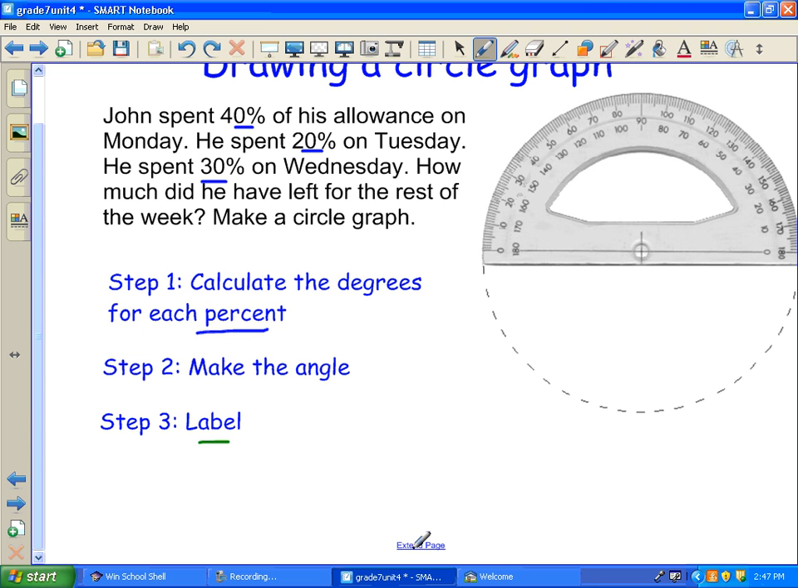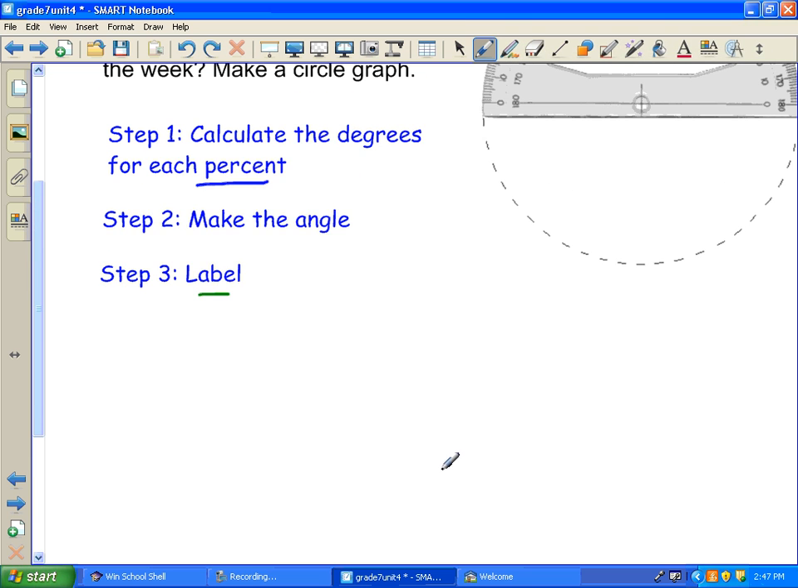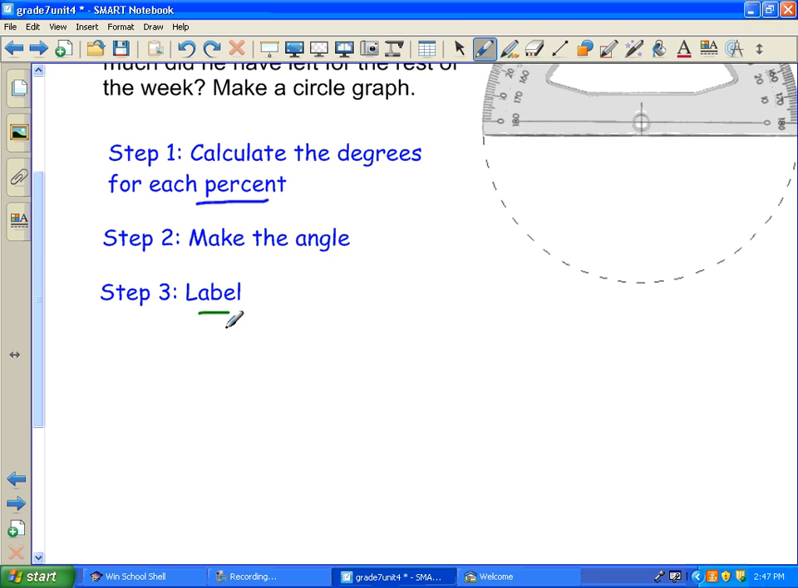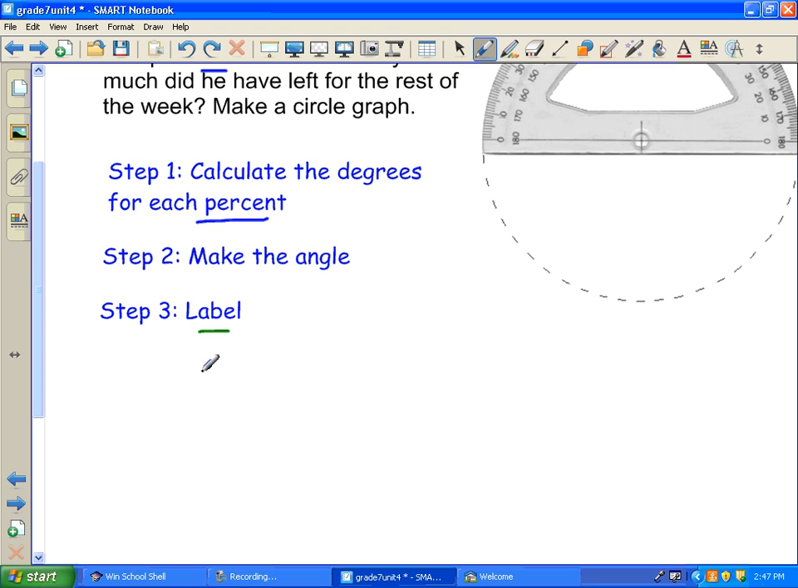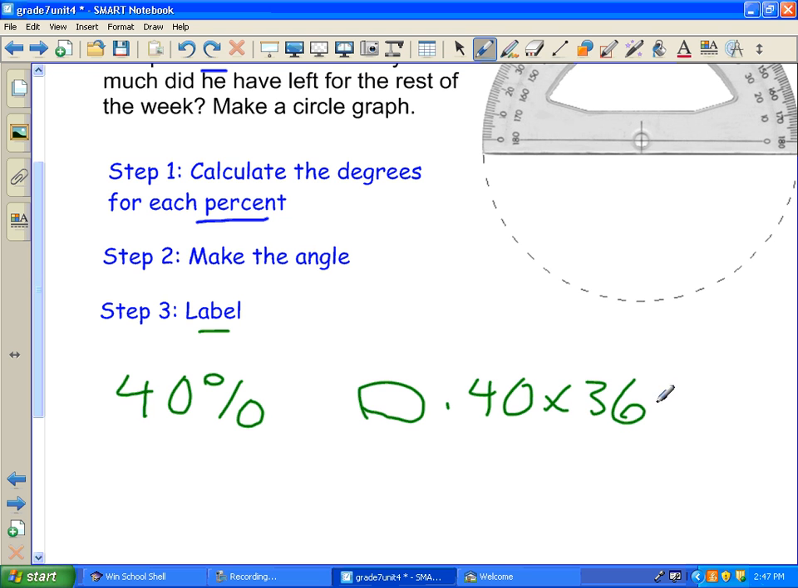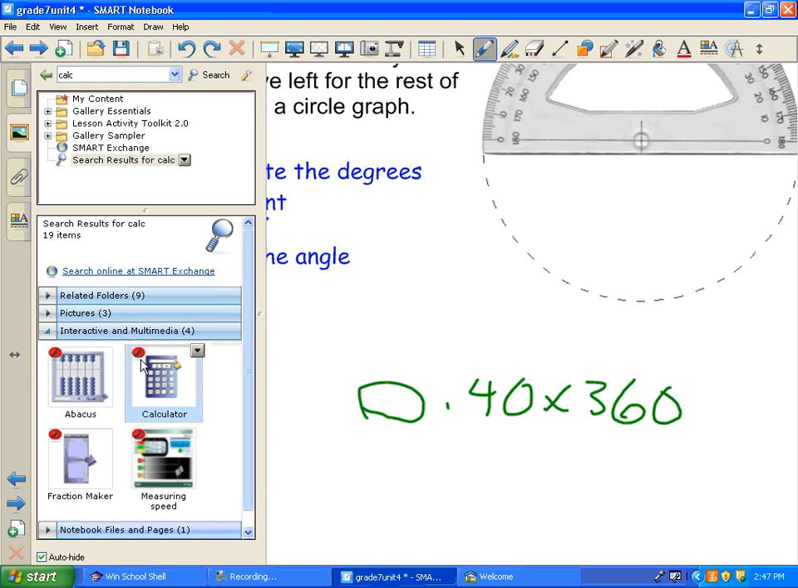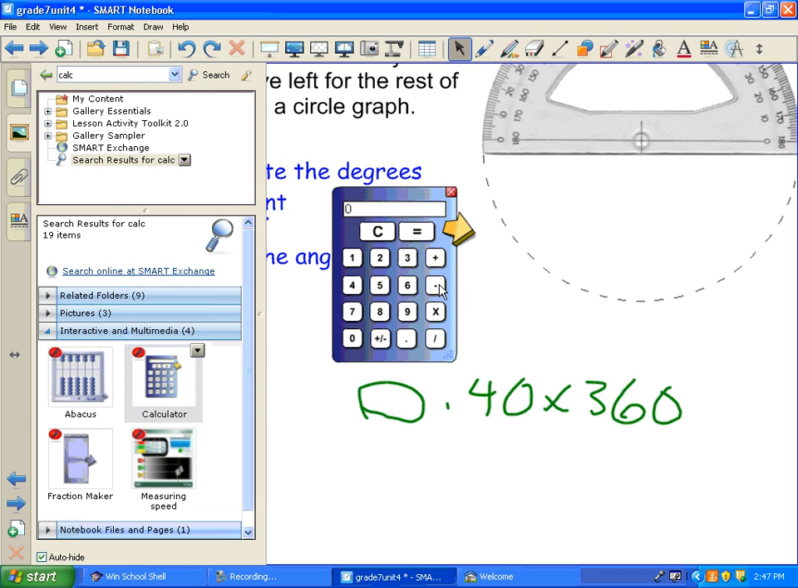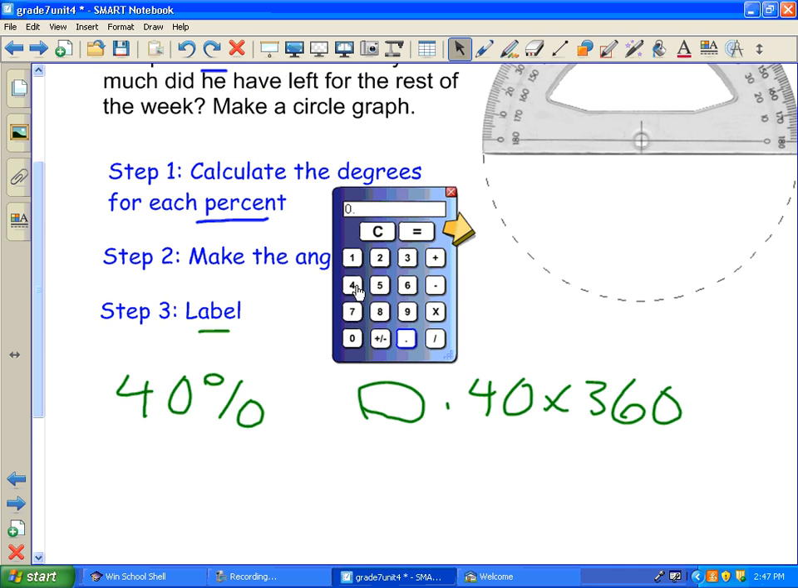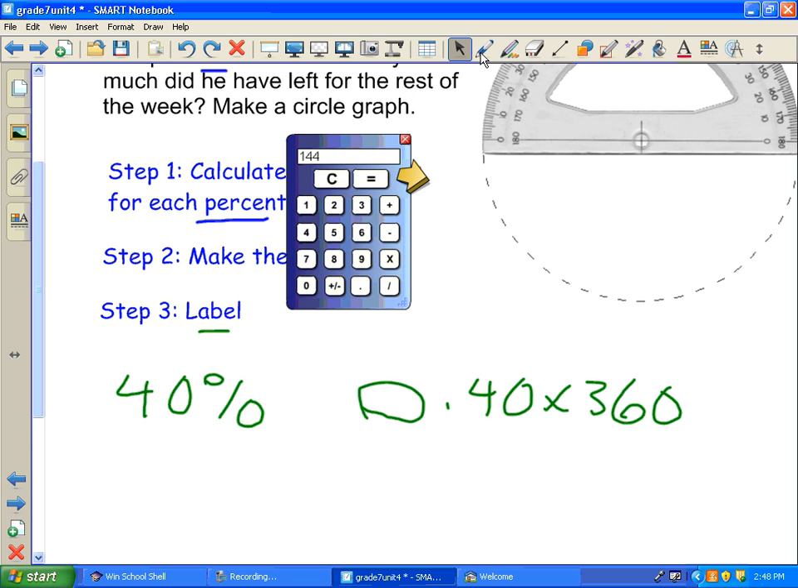So let's do that with this one. So step 1, calculate degrees for each percent. So let's take 40%. So 40% is 0.40, and then we've got to times it by 360. And let's see what that works out on the calculator. So 0.40 times 360, and 144 degrees.